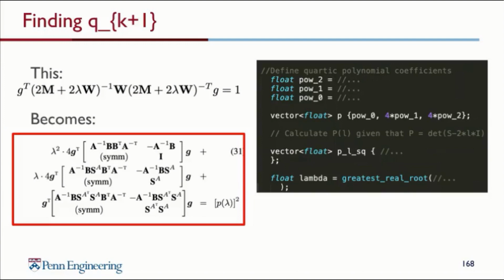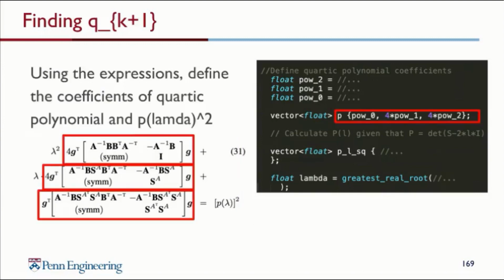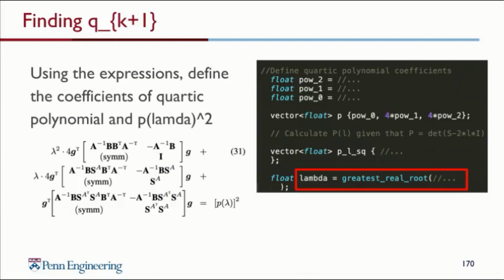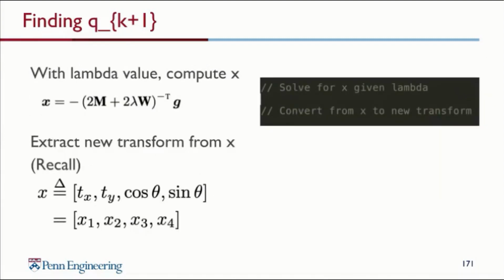If you look at this carefully, you'll see that each of these expressions indicated in red defines a coefficient in the quartic polynomial in lambda squared. So with these coefficients, you can then use the provided greatest real root function in order to solve for lambda. And with this lambda value, the value of x can be computed, and subsequently the components of the transform can be extracted from x.